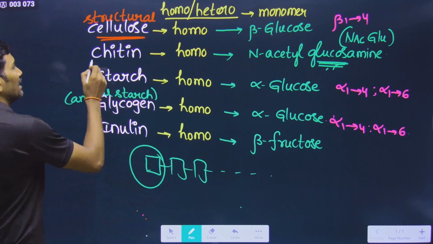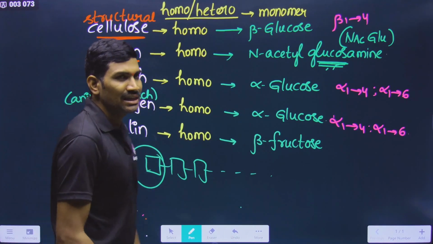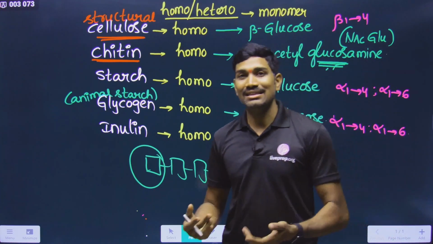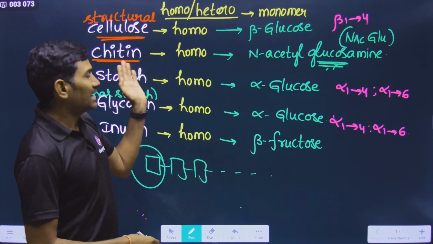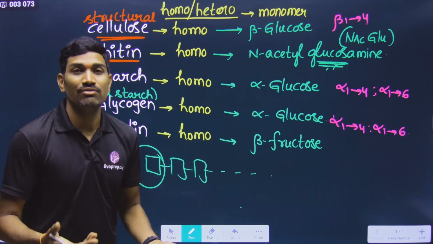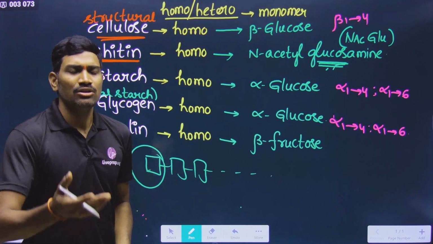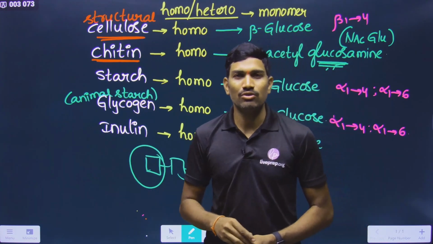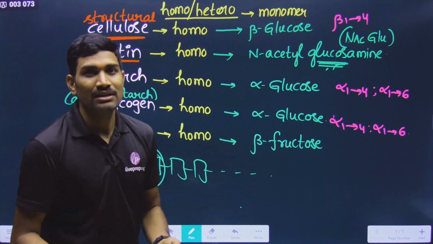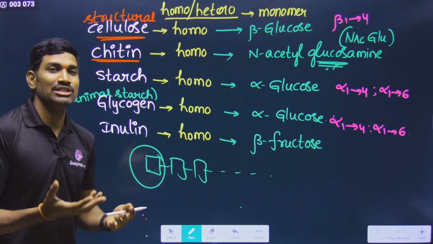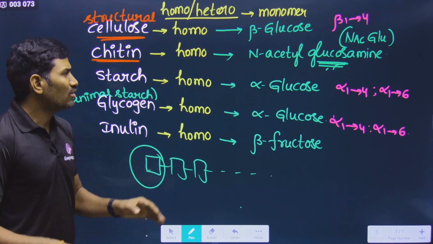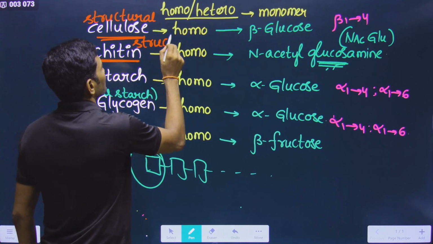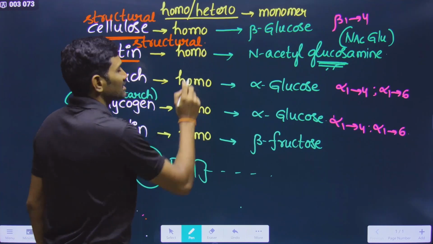Next one, chitin. Where did we study chitin? Chitin is present in the cell walls of fungi. It is also present in the exoskeleton of arthropods, some insects. We will study the cockroach slowly, and in the cockroach we will study the exoskeleton, where some chitinous plates are present. These plates are made up of chitin. So there also they are making some structure. That's why chitin is also a structural polysaccharide.